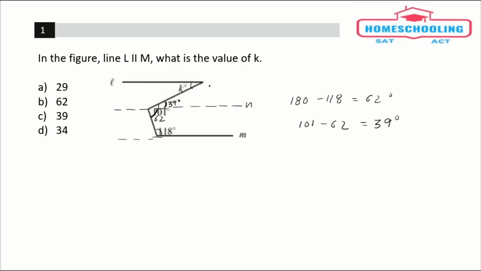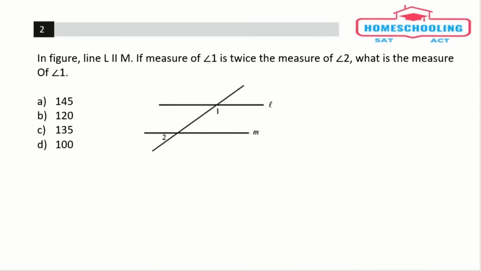As we know that L and N are two parallel lines and this is a transversal line, the alternate interior angles would also be equal, so these two angles would be equal. So the angle K would be equal to 39 degree, because these two are parallel lines and this is a transversal line, so the alternate interior angles would be the same. So the value of K is 39 degree. Now moving to the next question.